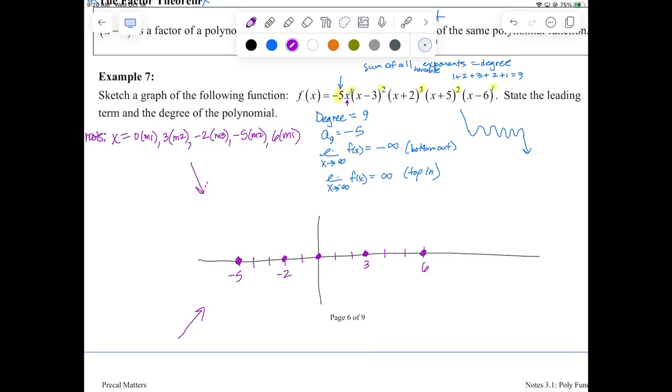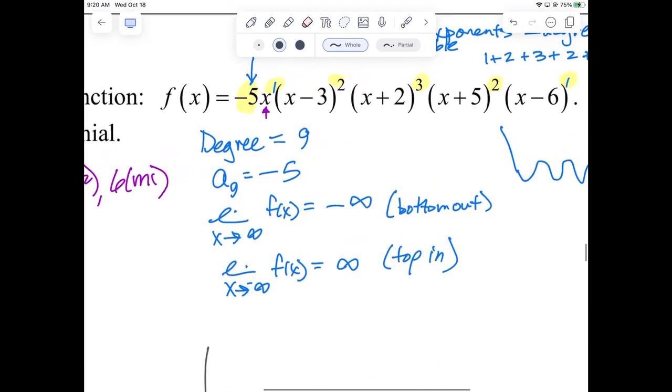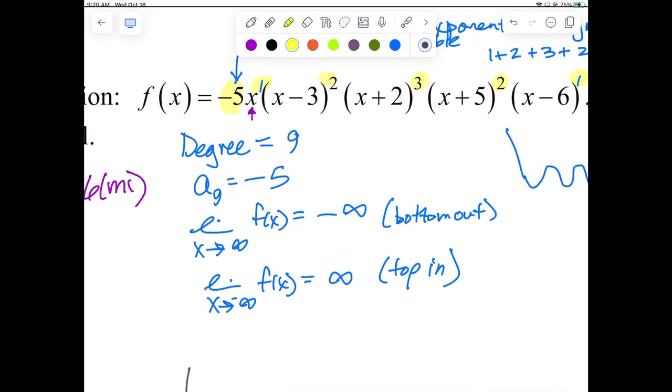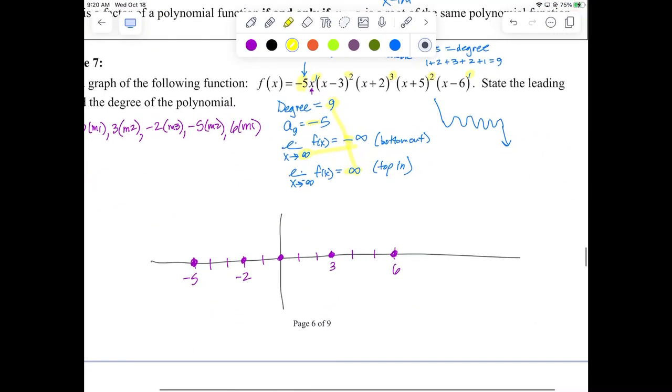We've already talked about that. We come in from the top. Why do we come in from the top? Let's review why we come in from the top. Because the leading coefficient is negative, my right end behavior is negative infinity. So it's bottom out. Now because it's an odd degree, the left end behavior is the opposite, which is positive infinity, so it comes in from the top. Okay? So come in from the top and start approaching negative 5. I'll just do it with the highlighter.